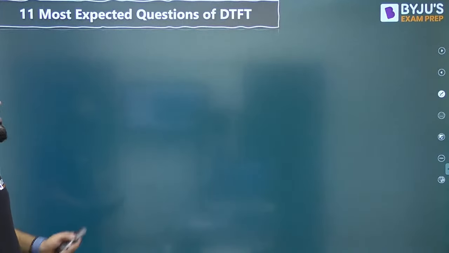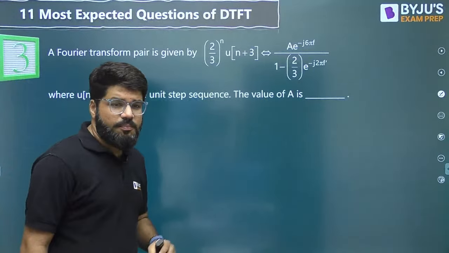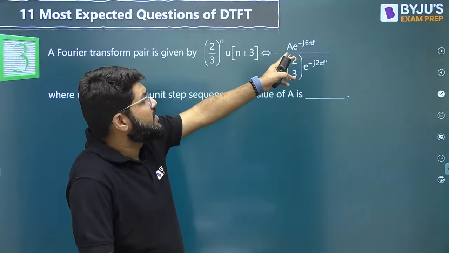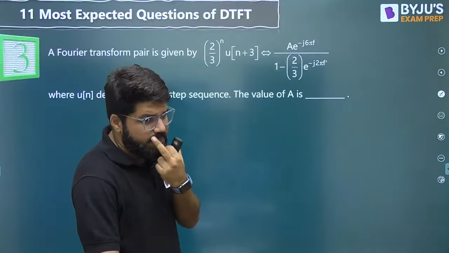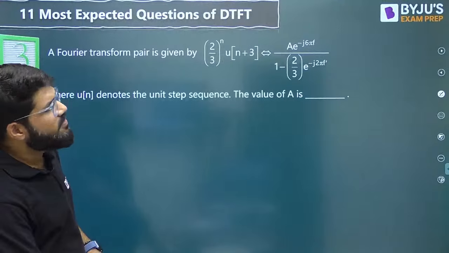Welcome Vedant to the session. Question third ready for you. A Fourier transform pair is given to you. (2/3)^n u[n+3] is A e^(-j6πf) upon 1 minus (2/3) e^(-j2πf) in the f domain, where u[n] is the unit step sequence. What should be the value of A?